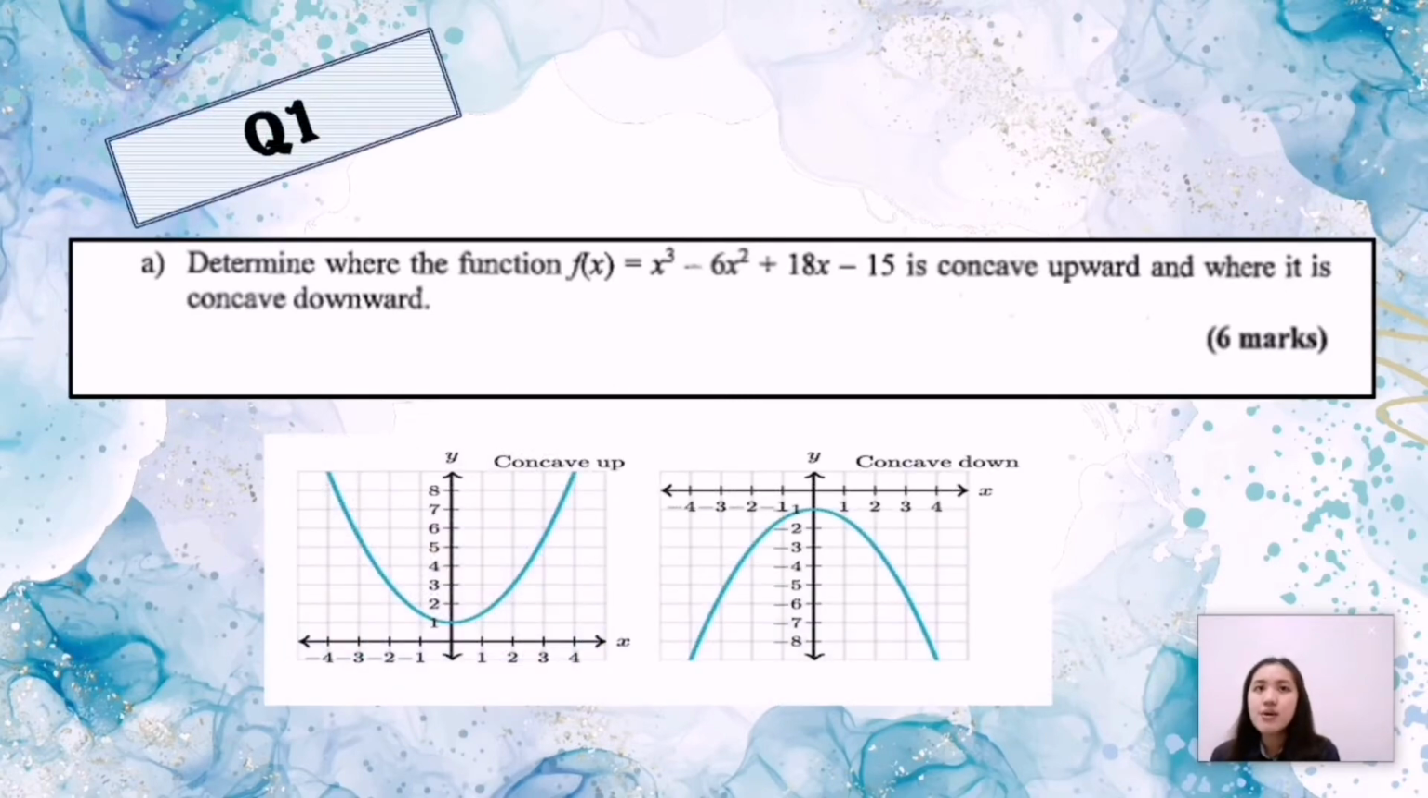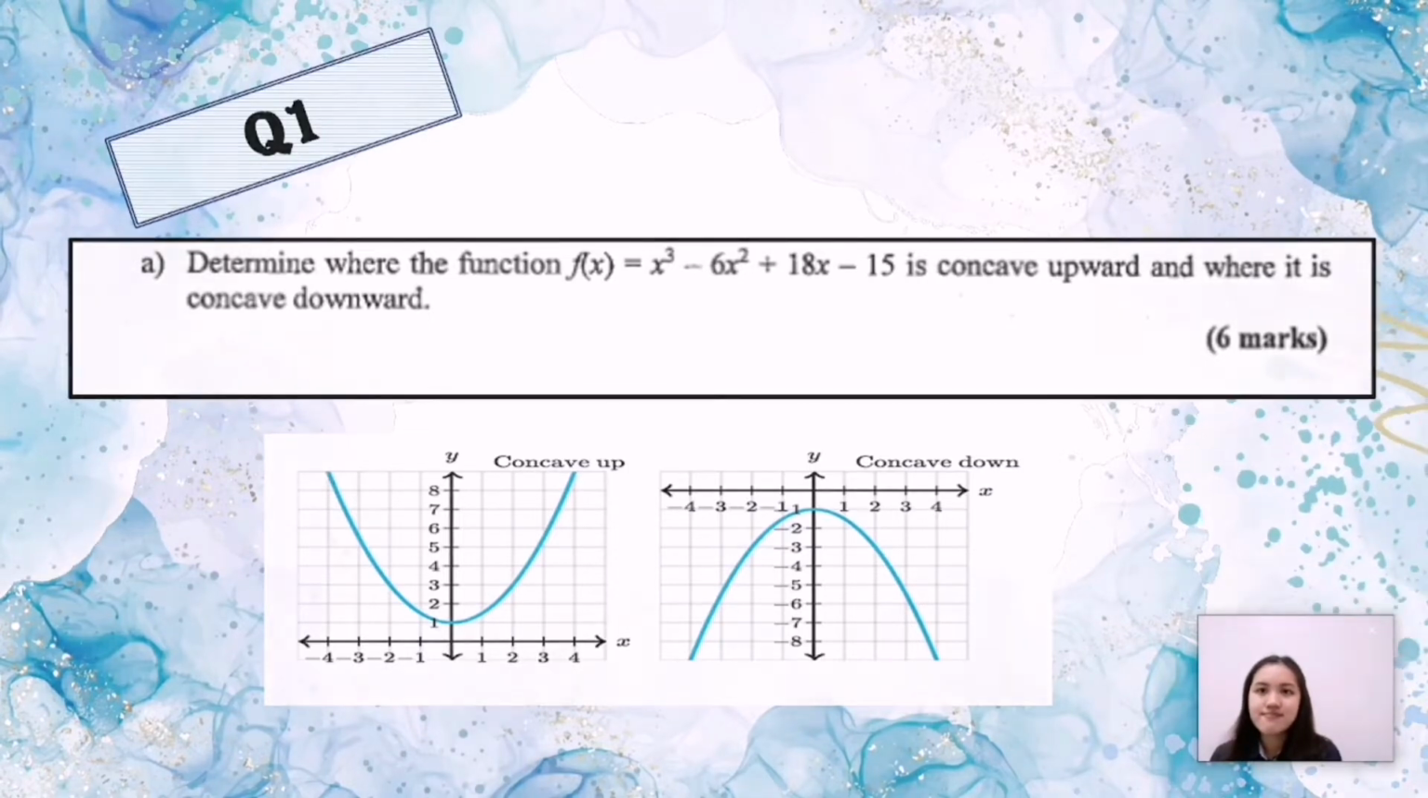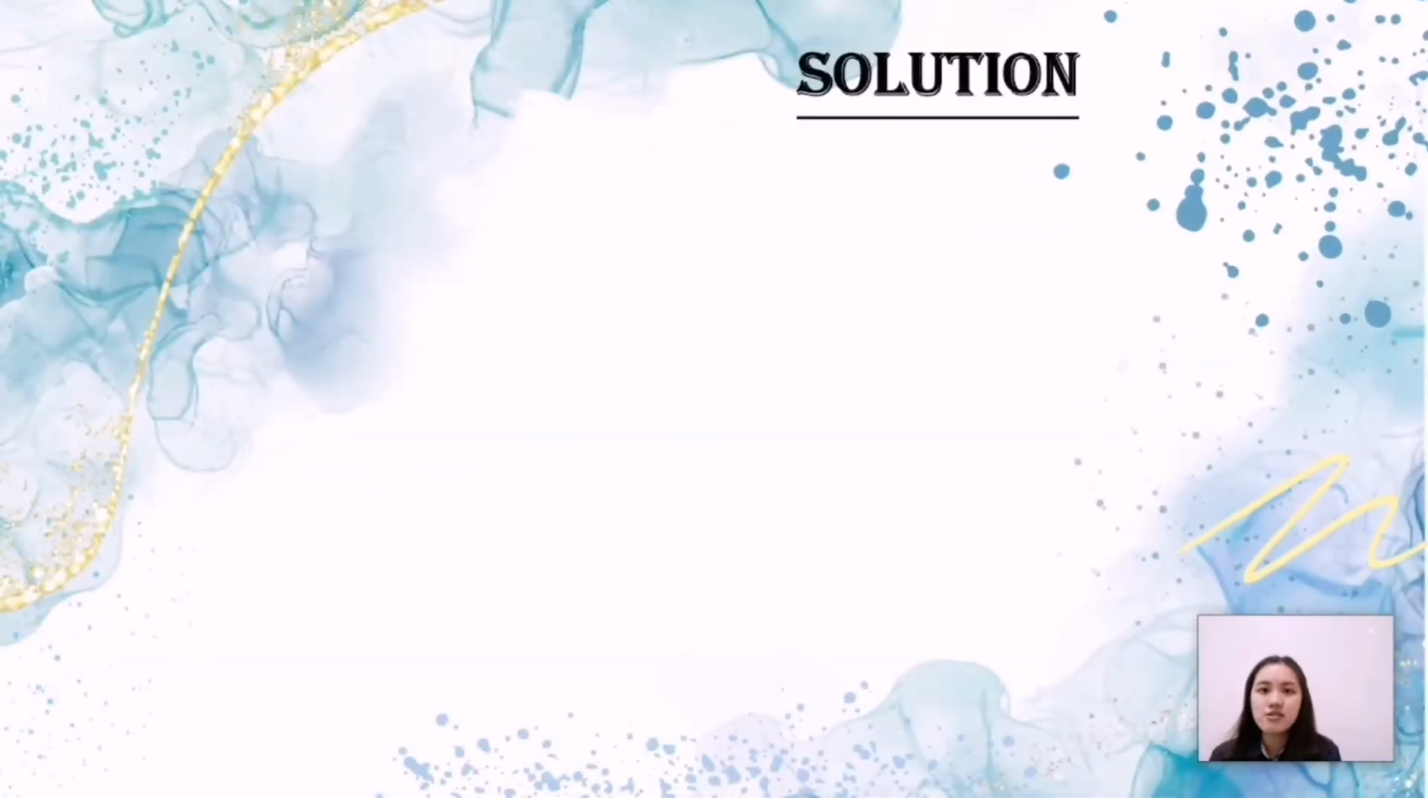Question 1a. Determine where the function f(x) equal to x cubed minus 6x squared plus 18x minus 15 is concave upward and where it is concave downward. So let's look at the solution.